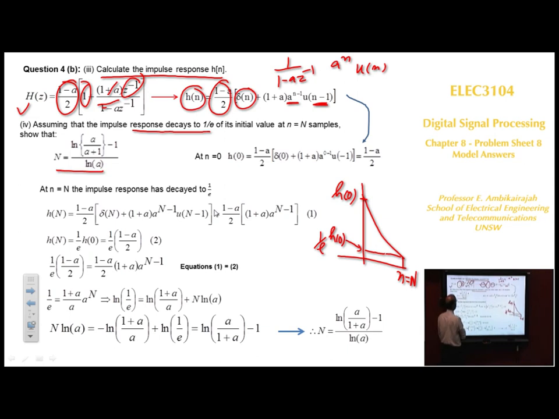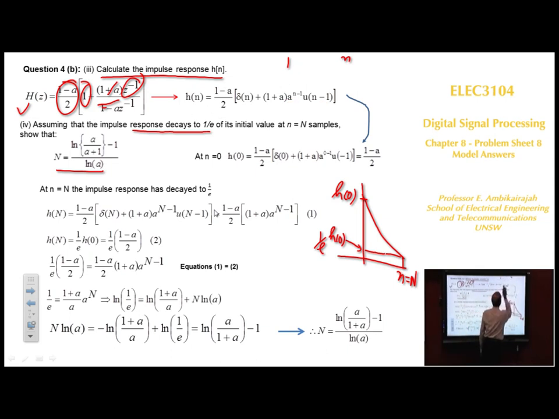So how do you do that? You start with the impulse response you've already calculated. You substitute n equals 0 because we are trying to find h0. h0 is 1 minus a, delta 0 is 1, and this is u minus 1, which would be 0, so that's gone. So this is equal to 1, and you get 1 minus a over 2. So h0 at that position is equal to 1 minus a over 2.